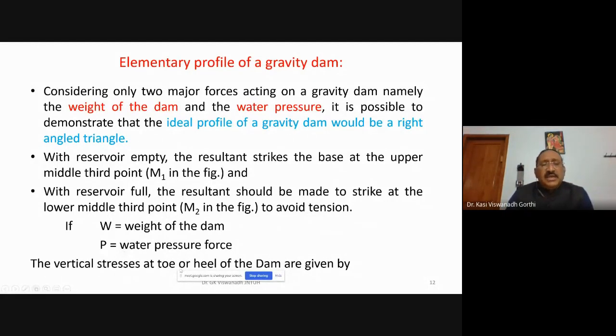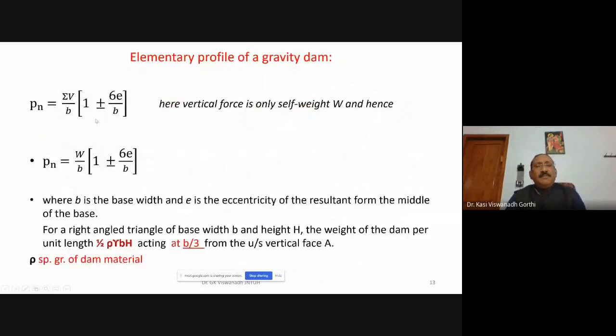the various vertical stresses acting at the toe or heel of the dam may be given by this expression. The normal stress Pn would be equal to, as we already saw in the previous class, sigma V by B, 1 plus or minus 6E by B. Here the only vertical force is the self-weight of the dam. So sigma V, the algebraic sum of all the vertical forces, will be simply W, the self-weight. So W by B into 1 plus or minus 6E by B. If you use the plus sign, you will get the normal stress at the toe, and if you use the minus sign, you will get the normal stress at the heel. Here B is the base width and E is the eccentricity of the resultant from the middle third of the base.